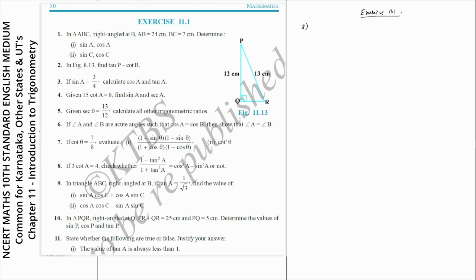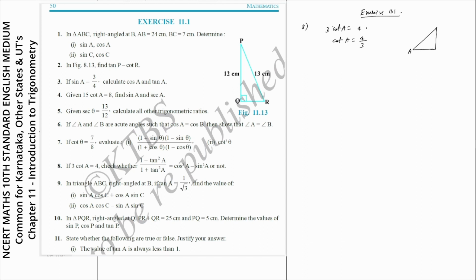Exercise 11.1, question number 8. So if 3 cot A is equal to 4, check whether 1 minus tan square A by 1 plus tan square A is equal to cos square A minus sin square A or not. Given that 3 cot A is equal to 4, that means cot A is equal to 4 by 3. I'll take that 3 to the right hand side, it will come to the denominator.